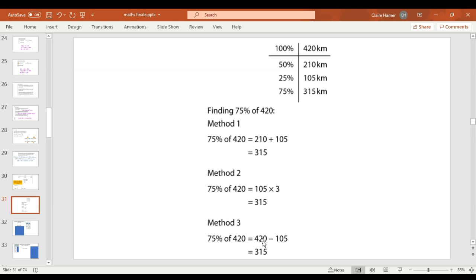Or what's this one down here? So they've done 420, take away 105. Why have they done that? Okay, so what they've done is they know that the whole, so 100% is 420, and they know that to get to 75, you just take away 25. So they've got the whole amount, and they've just taken away 25% to get the answer. Okay, so 3 different ways here. Which one would you choose?